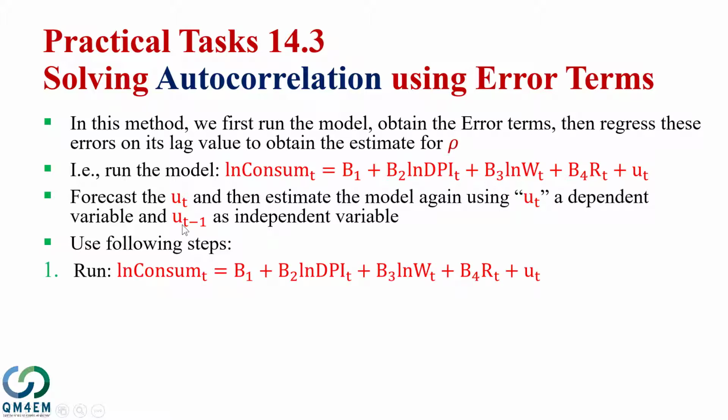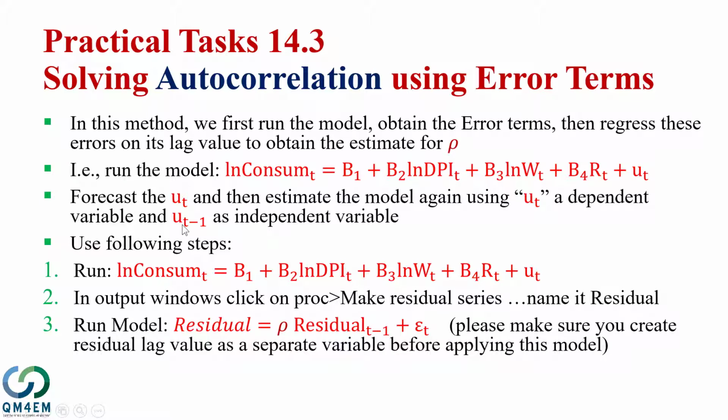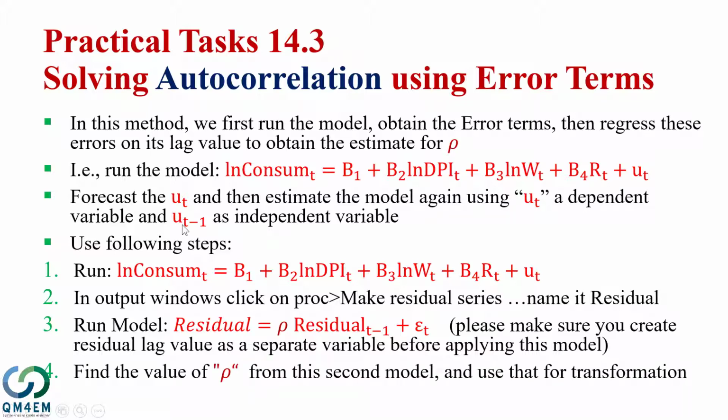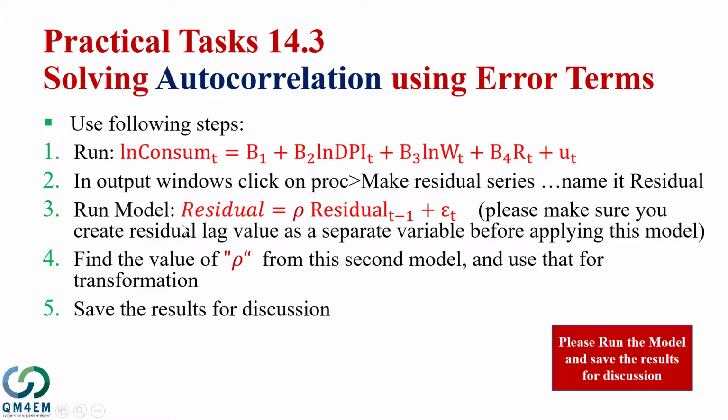So I can use the following steps. First I run this model in Eviews, then I click on Proc of the result and make the residual series, naming it residual. Then I run the model with residual as the dependent variable and residual lag as the independent variable, and I can obtain the coefficient value of rho from here. Then I can use that rho for transforming the original model. I will save the results from this output, and we then compare what the value of rho is, and how finally we can use this in the analysis.